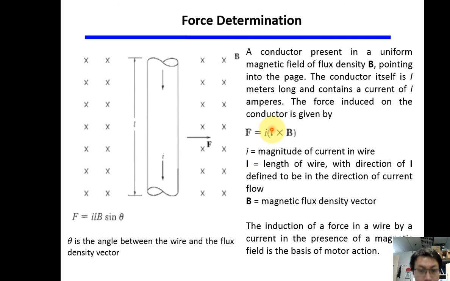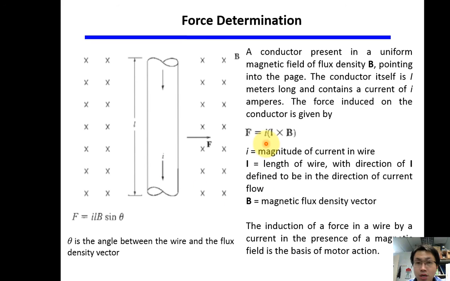So for example, a conductor is present in a uniform magnetic field of flux B pointing into the page. Pointing into the page, from our eyes it is a cross. Then in this case, the current in the conductor is flowing downwards. The conductor itself is L meters long and carries a current of I amperes. So we can predict where the force will go. By using Fleming's left hand rule, now B goes inside, I goes downwards, so our force will go to the right hand side.